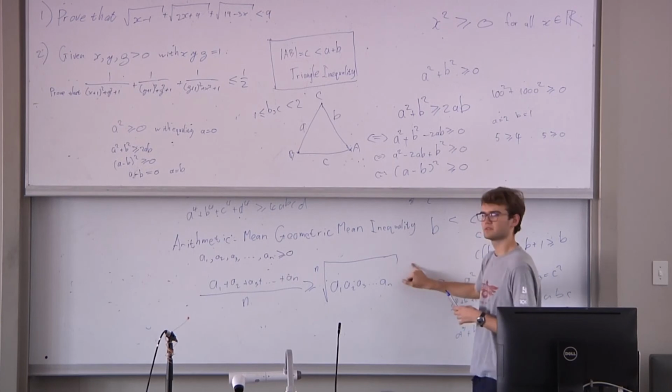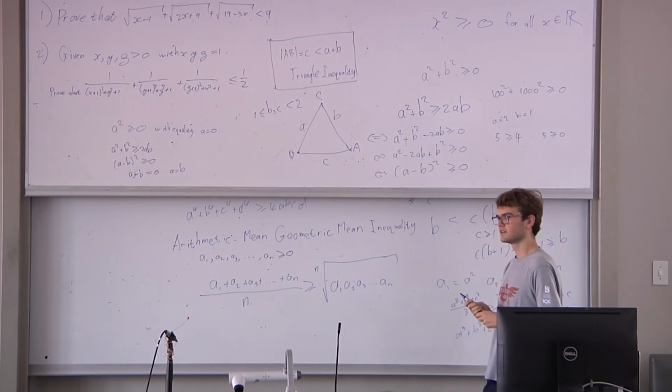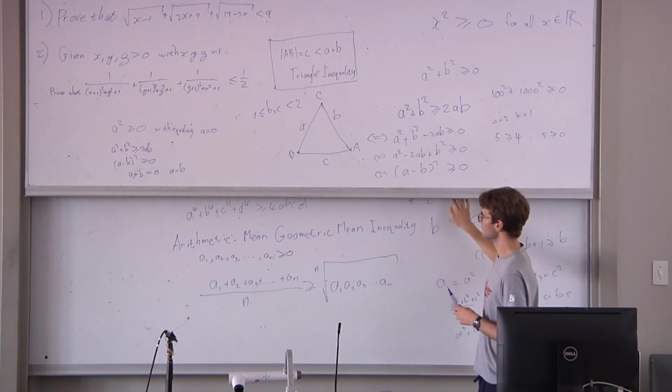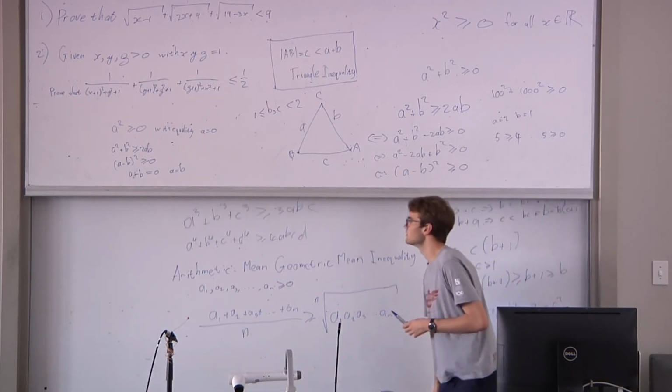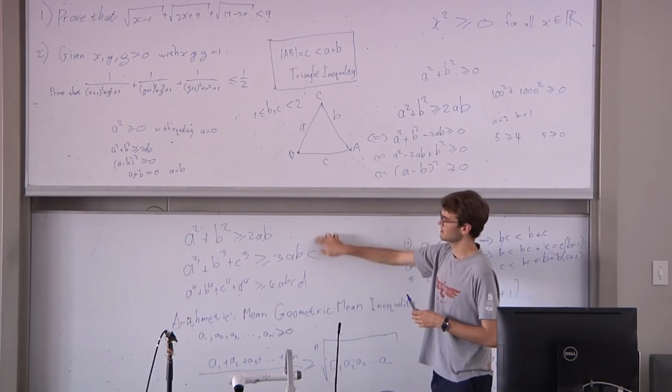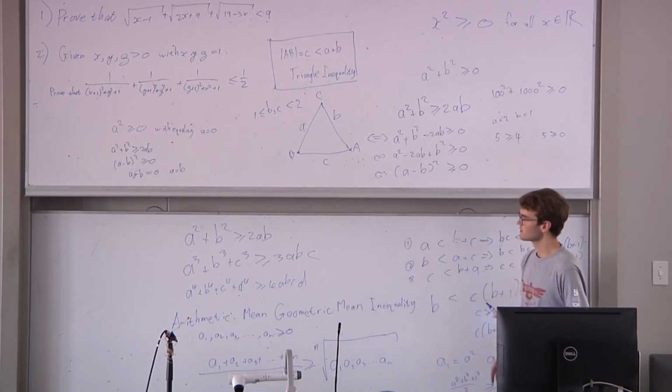Okay. So is everyone happy with this? Yes. I just want to check, just because the AMGM inequality only holds for positive numbers, that original statement also only holds for positive. Yes, that's true. Over here, A, B, C, and D are positive real numbers. I should specify that.